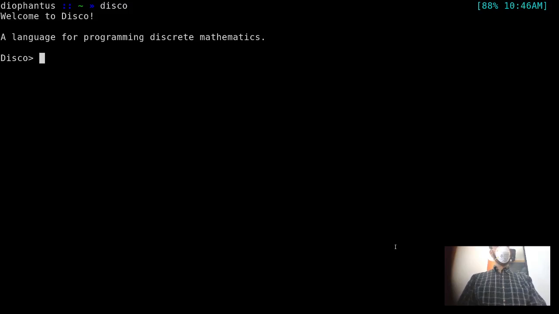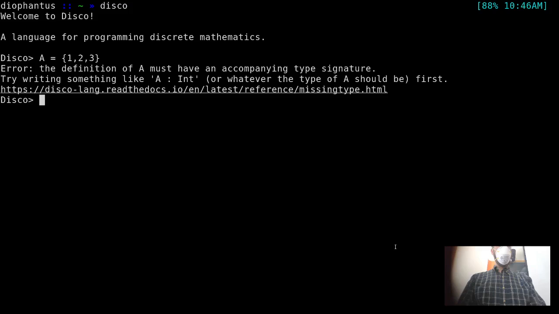The thing is, though, that you always have to say what the type of the variables are that you want to make. So I can't just say A equals 1, 2, 3. It's going to yell at me that you have to have a type signature with that, and go read that at home. Okay, A is going to be a set of N, which represents natural numbers. And then I can say A is equal to 1, 2, 4, 7, 10.